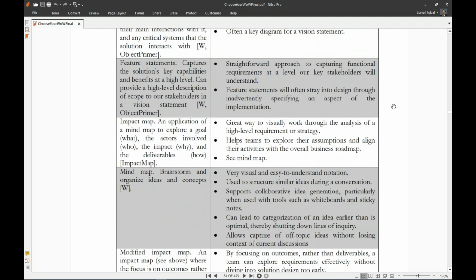Captures the solution's key capabilities and describes its benefits at a high level, can provide a high level description of scope to our stakeholders, as in a vision statement. Straightforward approach to capturing functional requirements at a level our key stakeholders will understand. Feature statements will often stray into design through inadvertently specifying an aspect of the implementation.